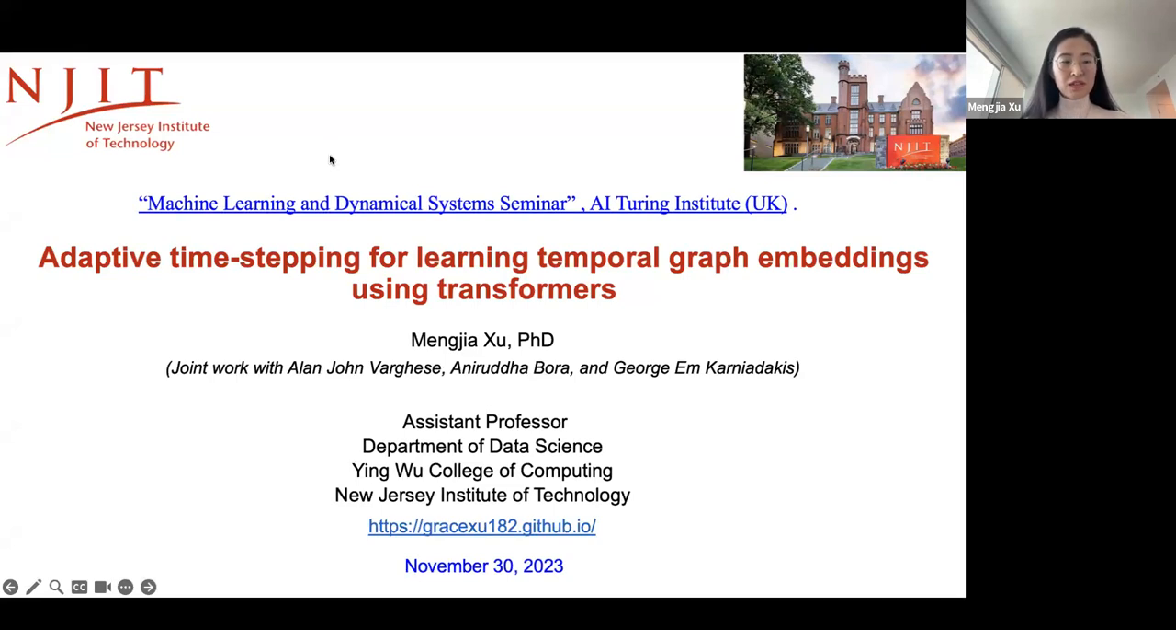Today my talk is about adaptive time stepping for learning temporal graph embeddings using transformers. My name is Mengjia Xu. I'm an assistant professor from the Department of Data Science at NJIT. This is joint work with a PhD student, Alan, from Brown University Applied Mathematics, and postdoc Dr. Bora, and Professor George Karniadakis at Brown University.